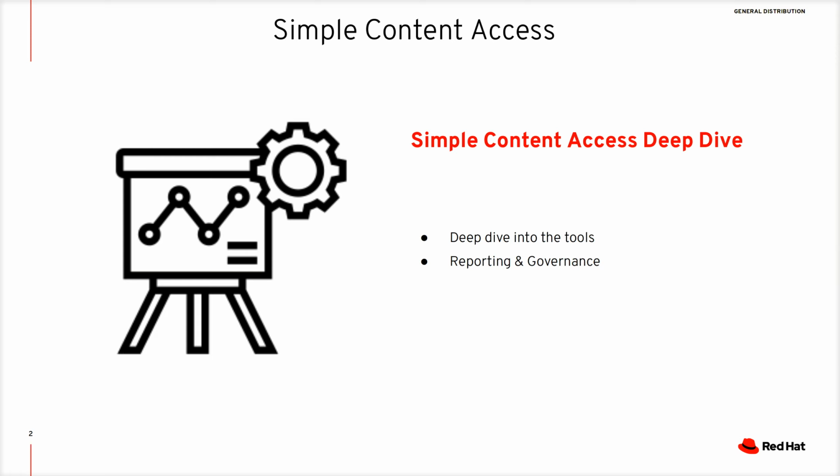So what we're going to do in this video is deep dive into two major areas. First and foremost, we're going to cover how Simple Content Access behaves and how its behavior differs from how Satellite traditionally behaves. And then we're going to talk about some of the reporting and governance tools which are included in Satellite. And then in future videos, we'll talk about some of the newer SaaS-based offerings we have in Subscription Watch that are available at cloud.redhat.com.